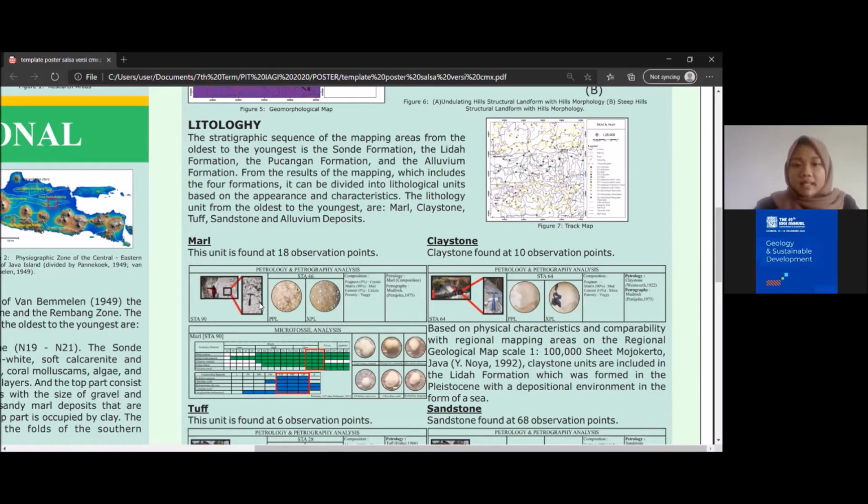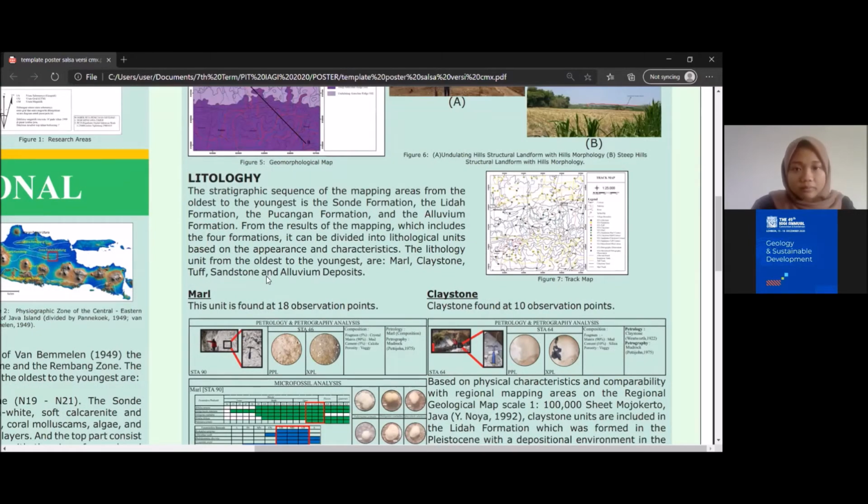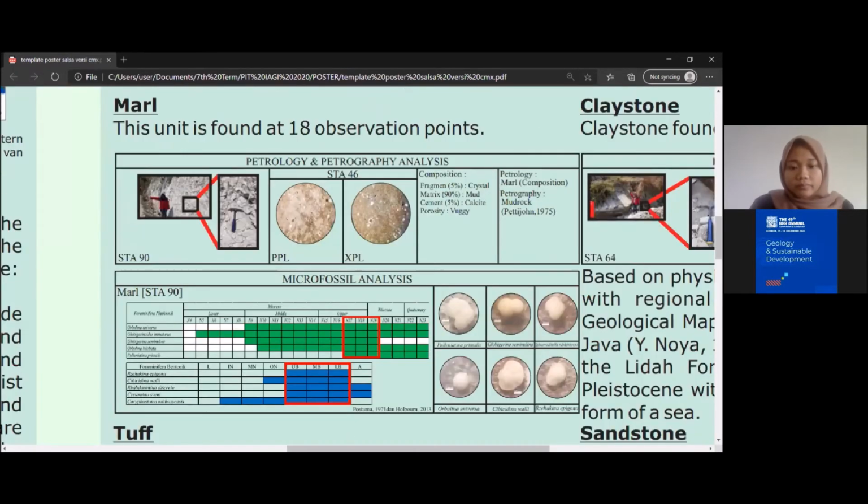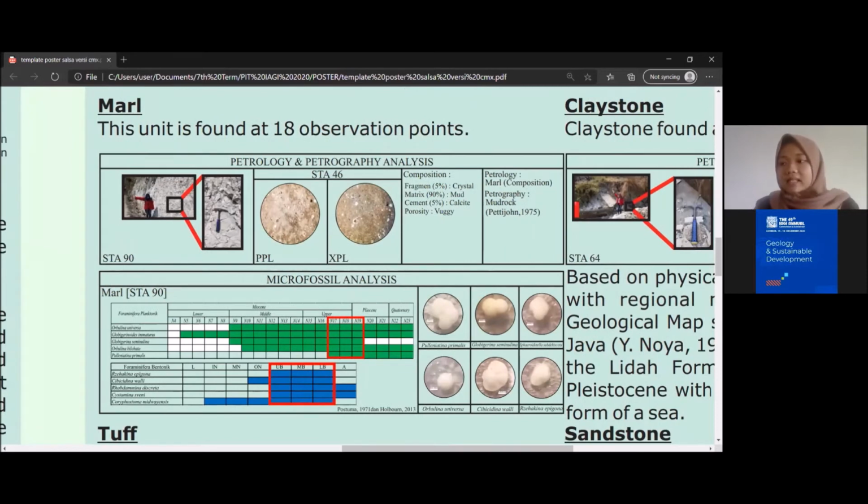Now let's discuss the oldest one, which is marl. Marl is fine-grained lithology with dark gray color, and can be found at 18 observation points. Based on petrography analysis, the composition of marl is crystal as fragment, mud as matrix, calcite as cement, and there is also porosity that is classified as vug porosity.